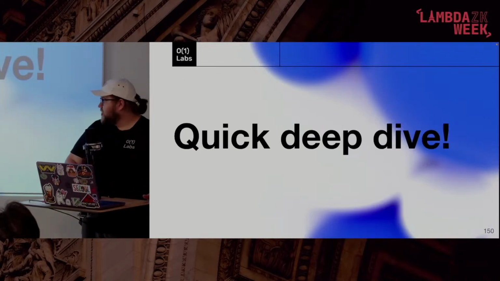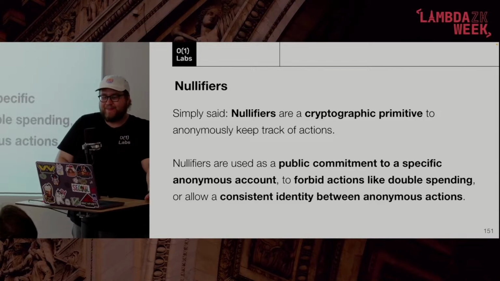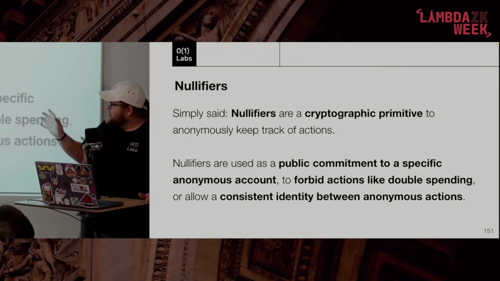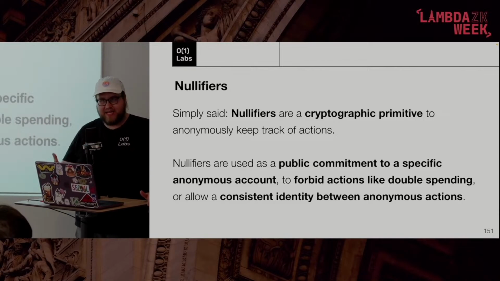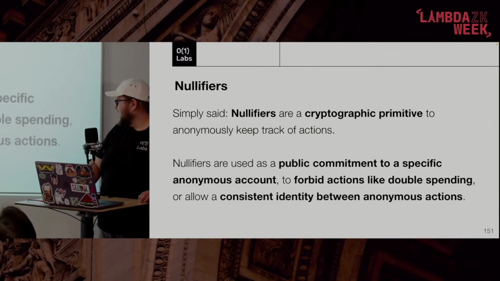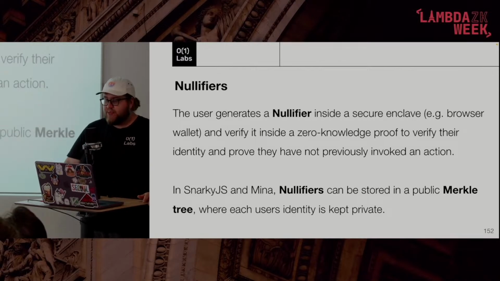So I'm just going to talk a bit about a couple of these primitives that I just mentioned. Nullifiers, now we're going to talk about them. Very simply said, they are a cryptographic primitive that allows someone to anonymously keep track of actions. In fancier speech, nullifiers are a public commitment to a specific account, and they allow you to forbid actions like double spending, and they essentially prove consistent identity between unrelated actions. So we implemented that in SnarkyJS, so it's available as a first-class primitive.